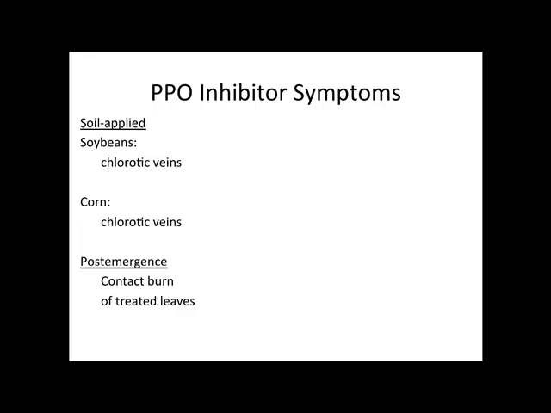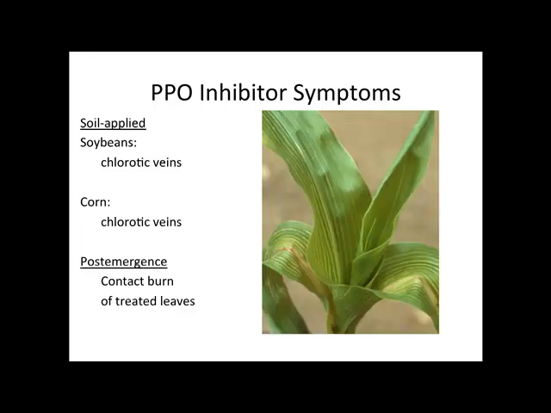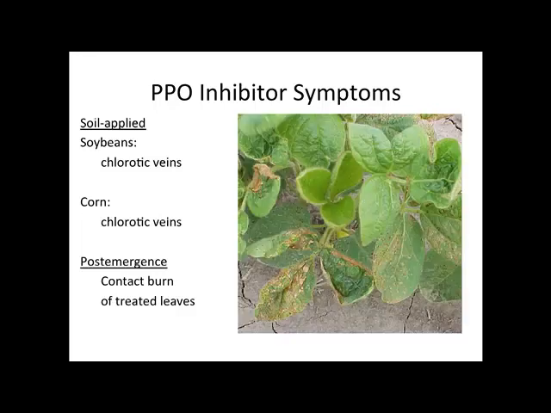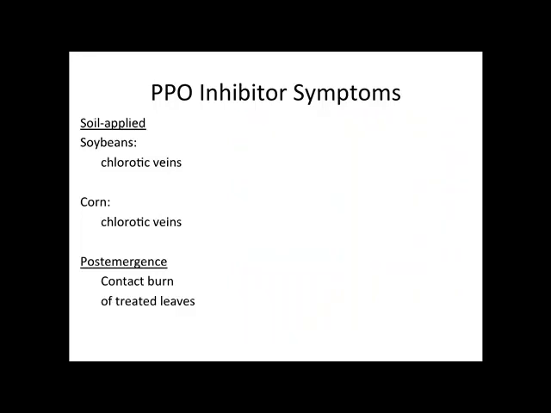So for soil applied soybeans, we have chlorotic veins. For corn, we have the chlorotic veins. Post-emergent, contact burns of the treated leaves. So chlorotic veins in corn, and destroyed cells and chlorotic veins in beans.